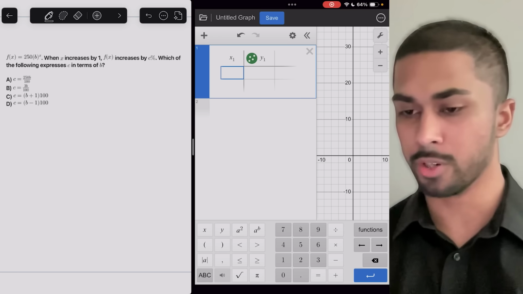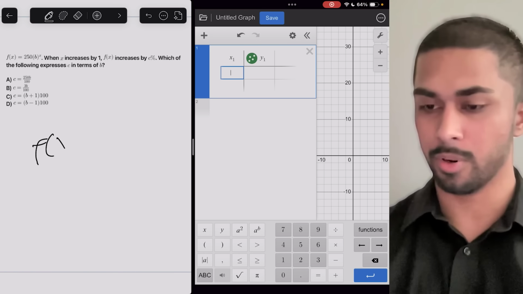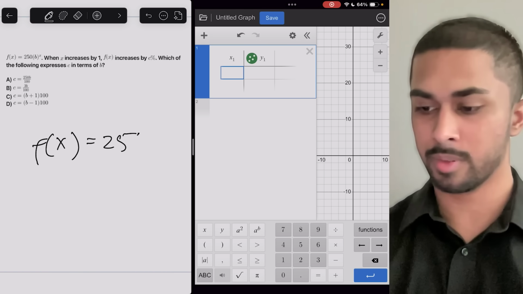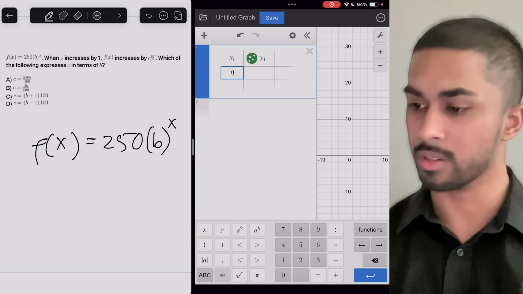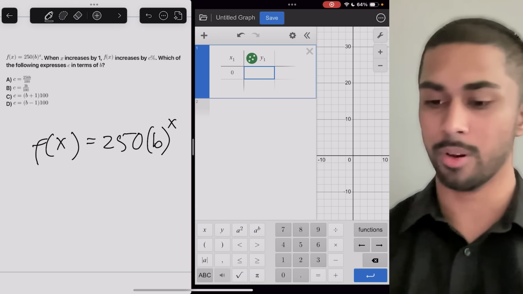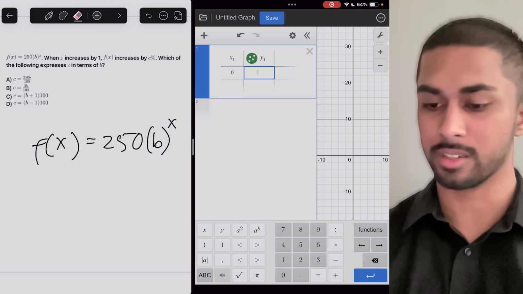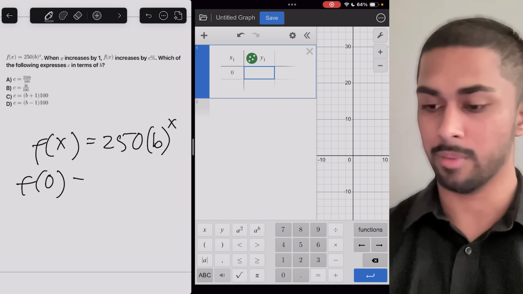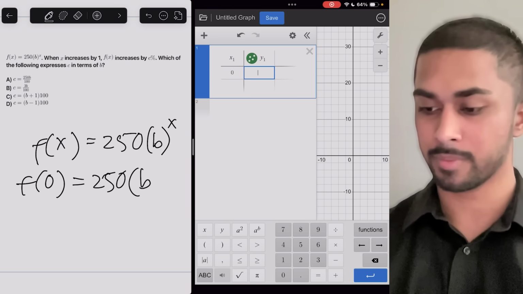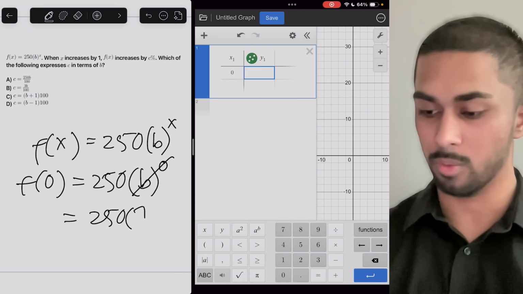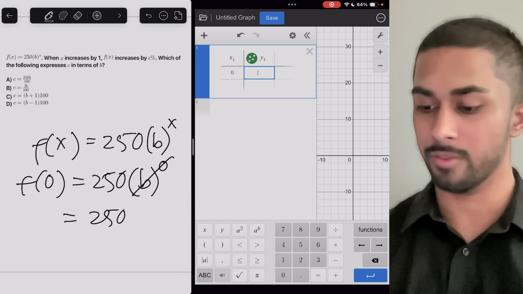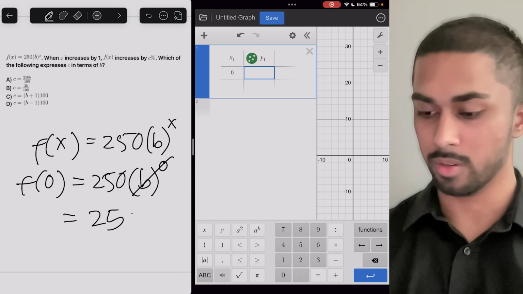All right, so the first point that we want to do is something really simple. Let's say for x, let's plug in 0. That's a really simple point. And we want to follow whatever f of x the question gives us. So b to the power of 0, this is just going to be equal to 1, right? So it's going to be 250 times 1, which is just 250.